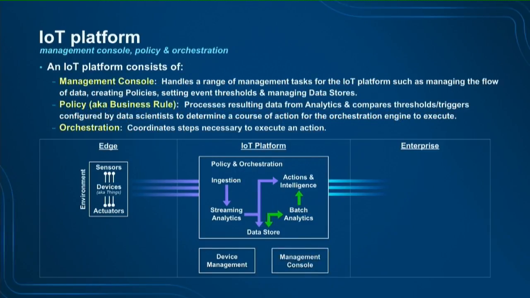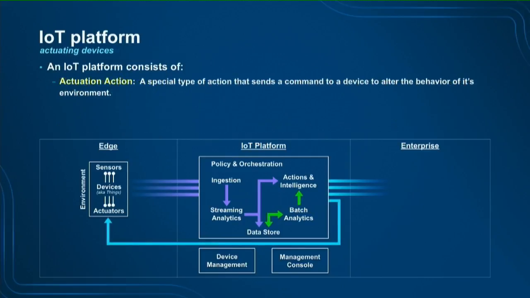The last couple pieces of the IoT platform are the management console. And so this handles things like management tasks of the IoT platform. So how do I configure the flow of data? So how do I configure a streaming analytic? How do I set up policies and my business rules to do things that I want to affect? And then what are the event thresholds and how do I manage my data stores? The policies are the rules of what we've been talking about, and then the orchestration is coordinating the steps necessary to execute some type of action.